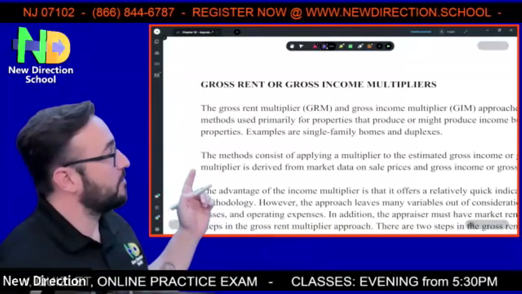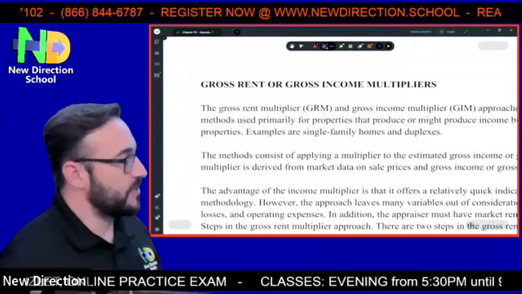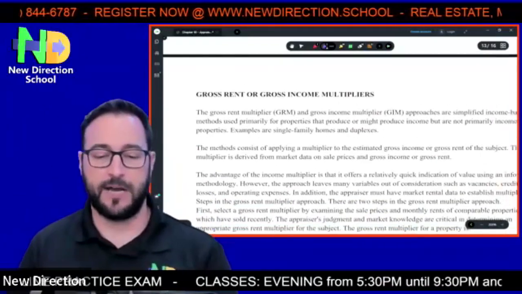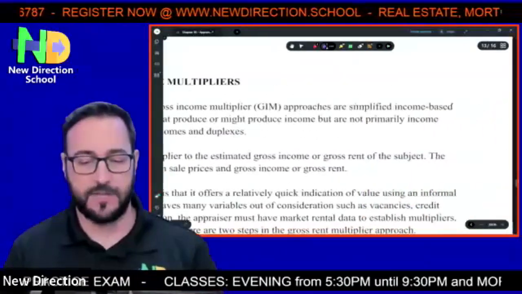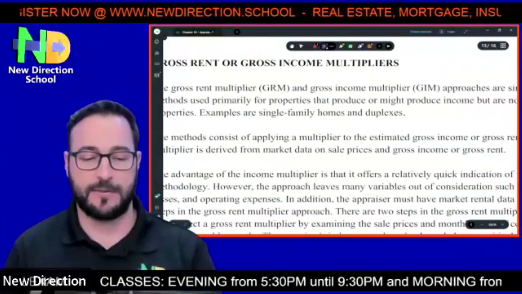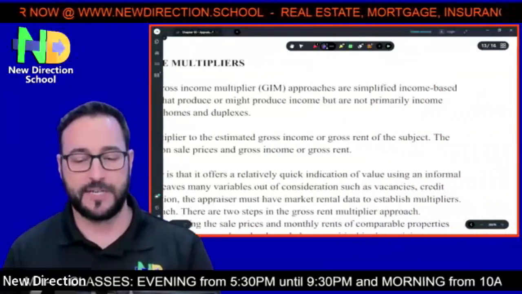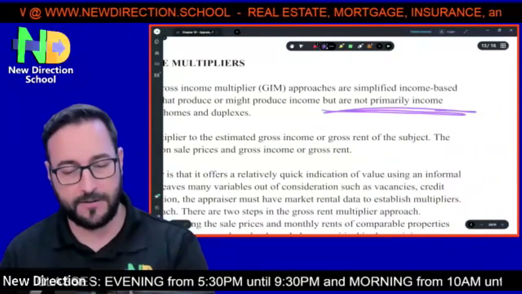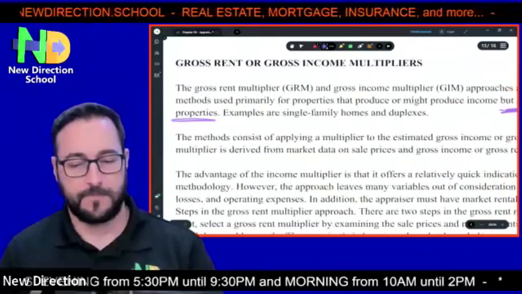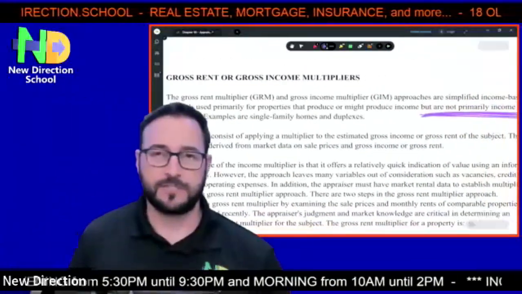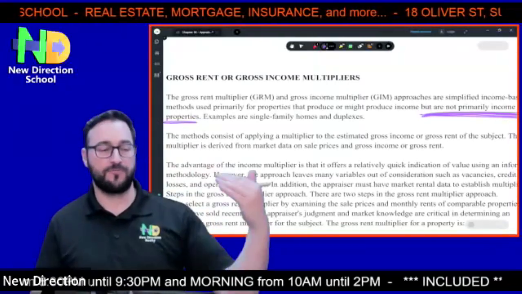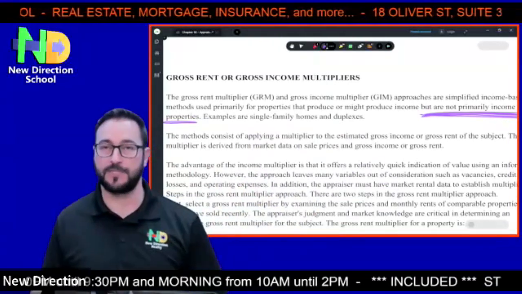All right. The next thing we have is gross rent or gross income multiplier. Now, the gross rent multiplier or gross income multiplier approaches are simplified income-based methods used primarily for properties that produce or might produce income, but are not primarily income properties. Okay. So this is when we go to residential. The income approach is used for 5 units or more or commercial properties, right?